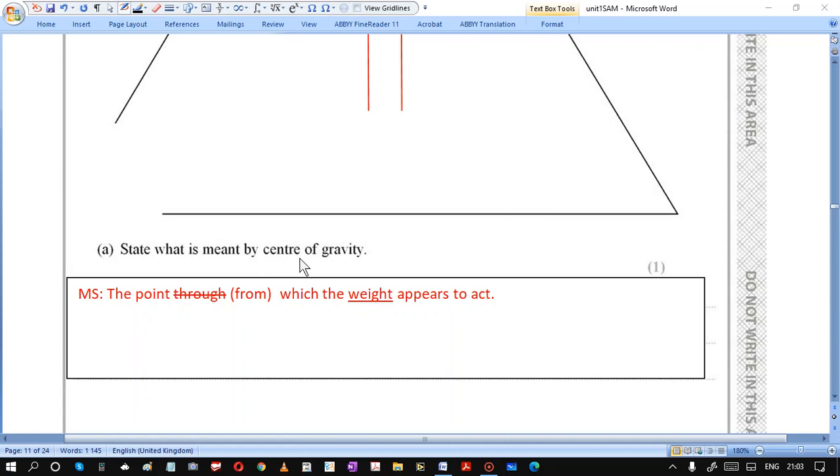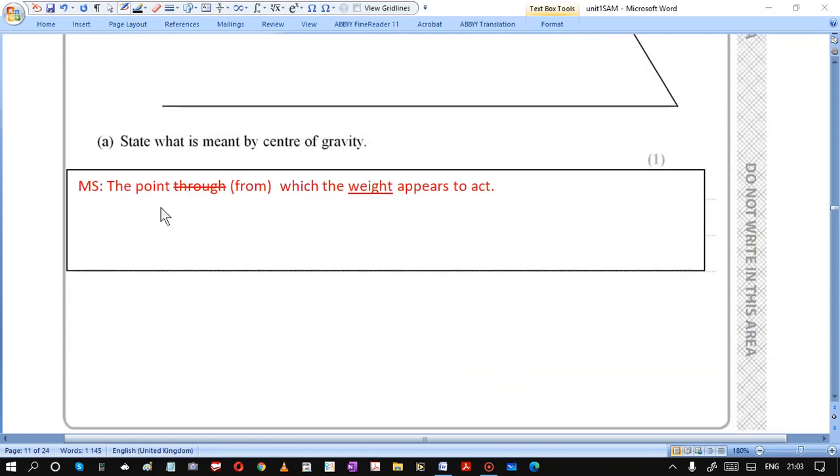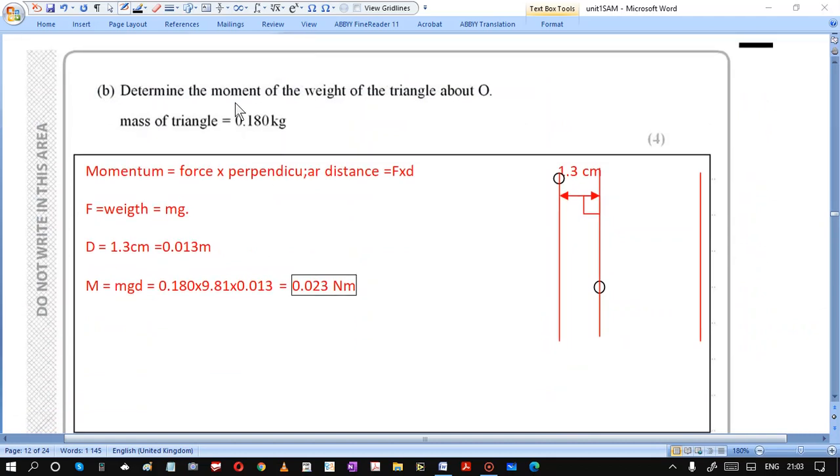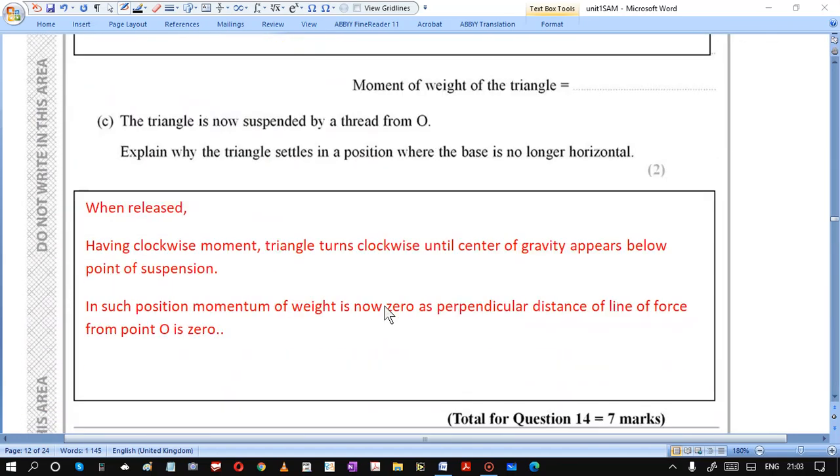State what is meant by center of gravity. The point from which the weight appears to act. This is my correction of the mark scheme. Determine the moment of the weight of the triangle about O, the mass of the triangle being 0.80. So moment equals force times perpendicular distance. We calculate, and the moment appears to be 23 thousandths newton meter.